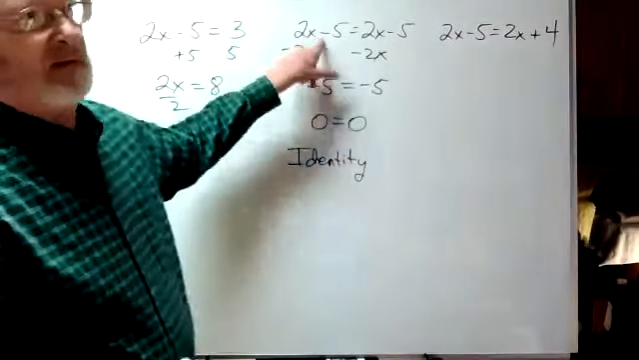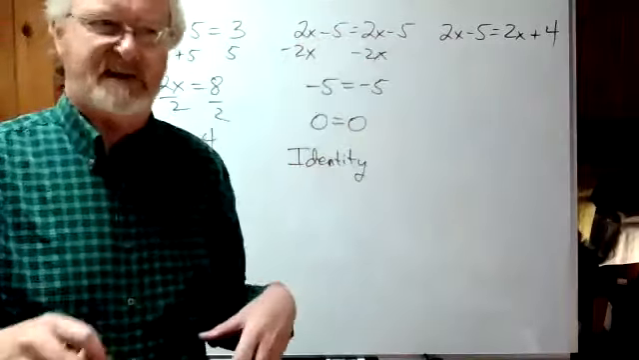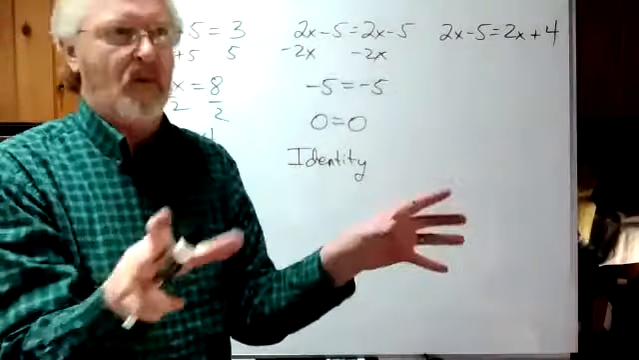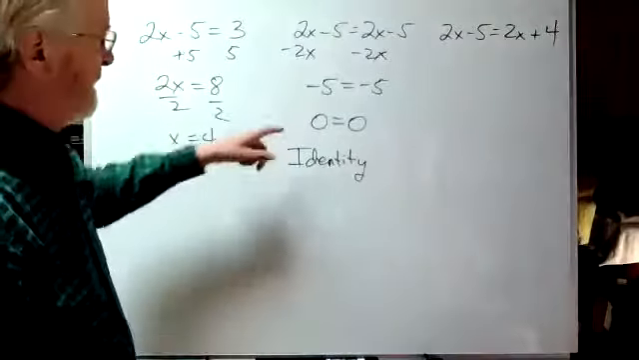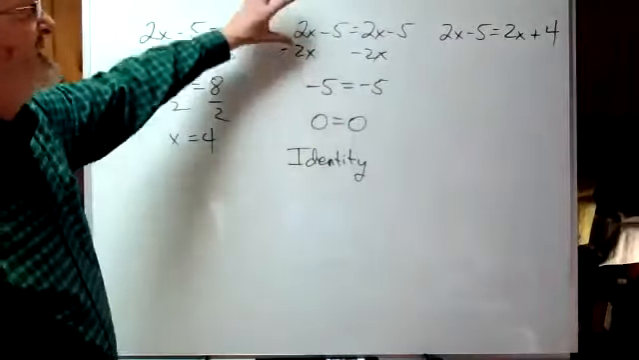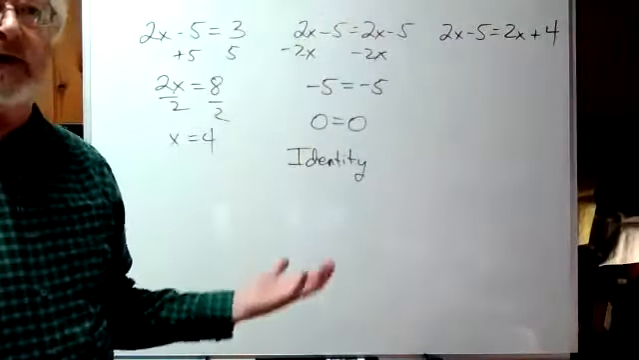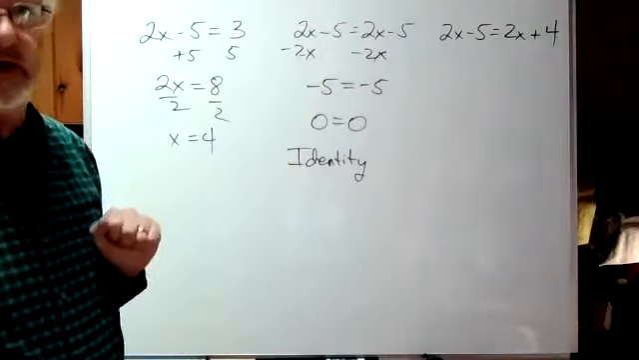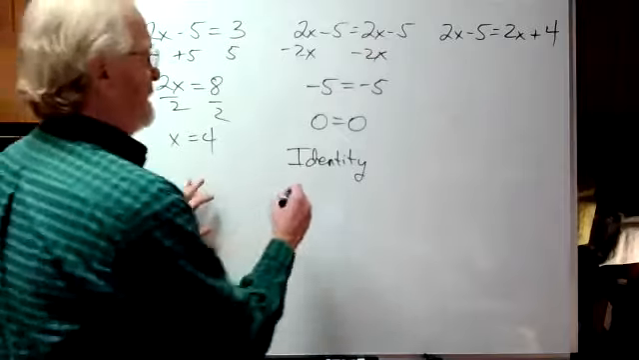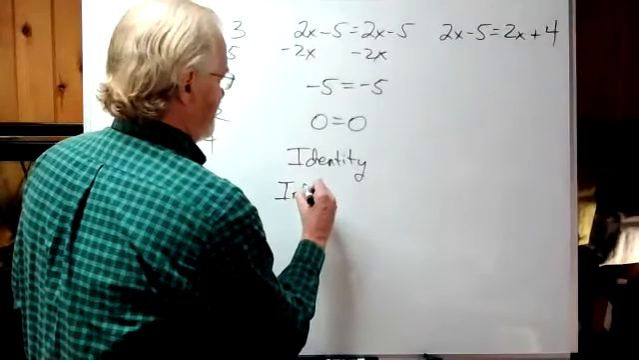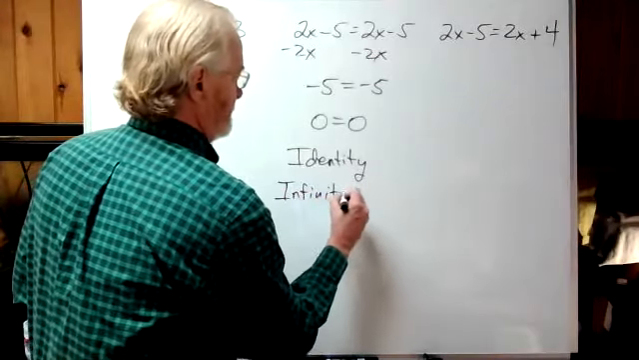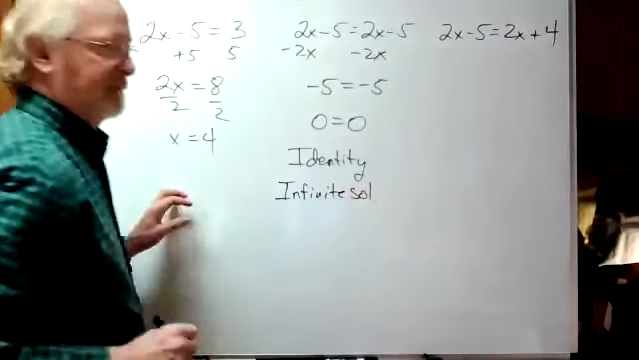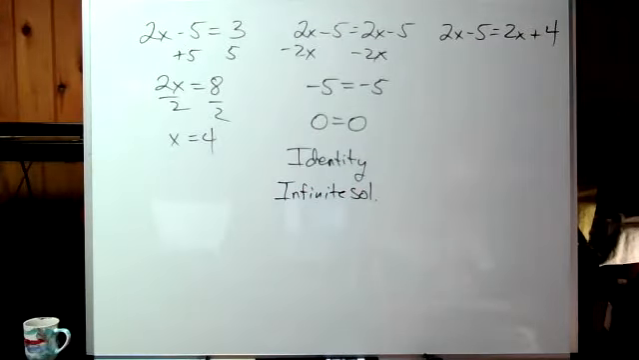This is identical to that one. And they always sort of hide it. You have to do the work and then, oh, they boil down to the same thing. No variables. It's not dependent on the variable at all. No matter what number I chose for x, it would work out true. So there are an infinite number of solutions. There's my abbreviation for solutions. Infinite number of solutions. Any number would work.